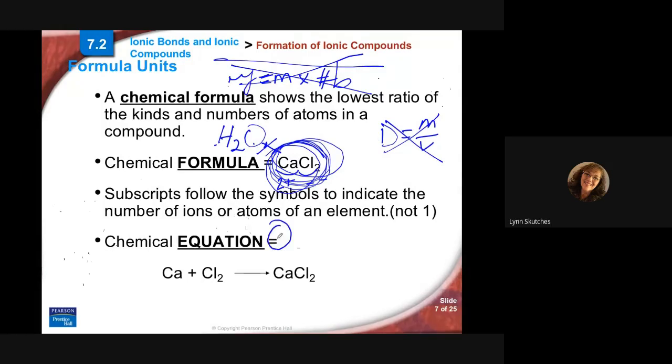So in science, we don't use the equal sign for chemical equations. We use arrows. Calcium with chlorine makes calcium chloride. And it forms, produces, makes, yields, generates. There's all sorts of words you could pose for the arrow, but we don't use equals.